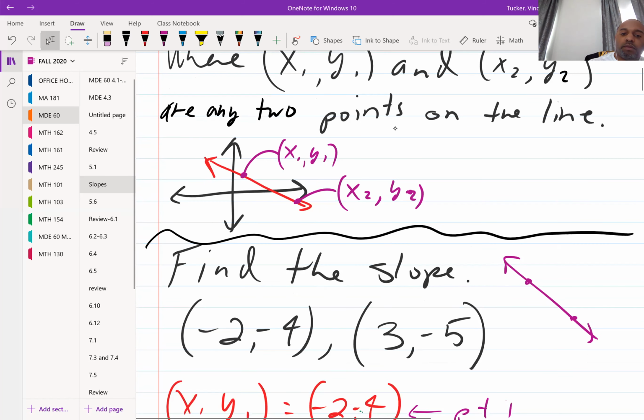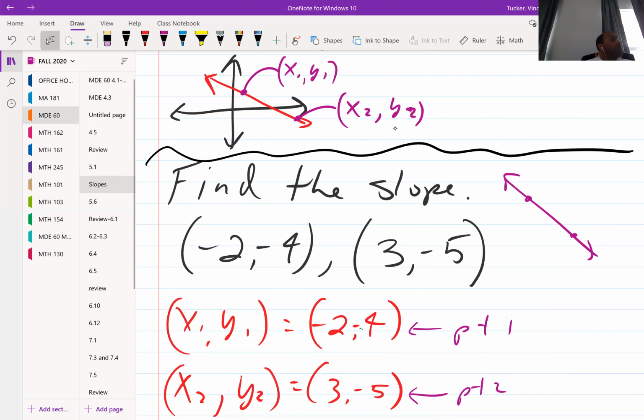All right. So -2, -4 is the first point, so I call it point 1. Second point, 3, -5, point 2. It's up to you. It doesn't matter which one you call point 1, which one you call point 2, as long as you plug them in correctly. But you always want to label them so you can stay organized.